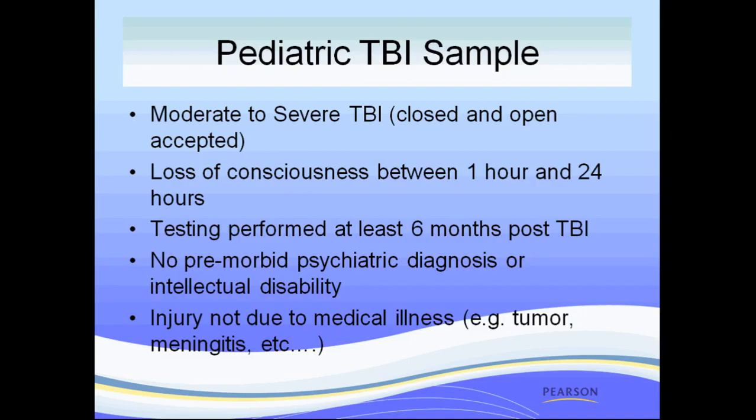This group had clear indication of a moderate to severe injury. Some had closed injury, some had open, so there's going to be some variability there. But in order to get a decent sample size, we had to combine those. Their injury was not due to some medical illness, but due to some kind of trauma. And they had no history of a psychiatric or intellectual impairment prior to the injury. So this is a fairly clean group.